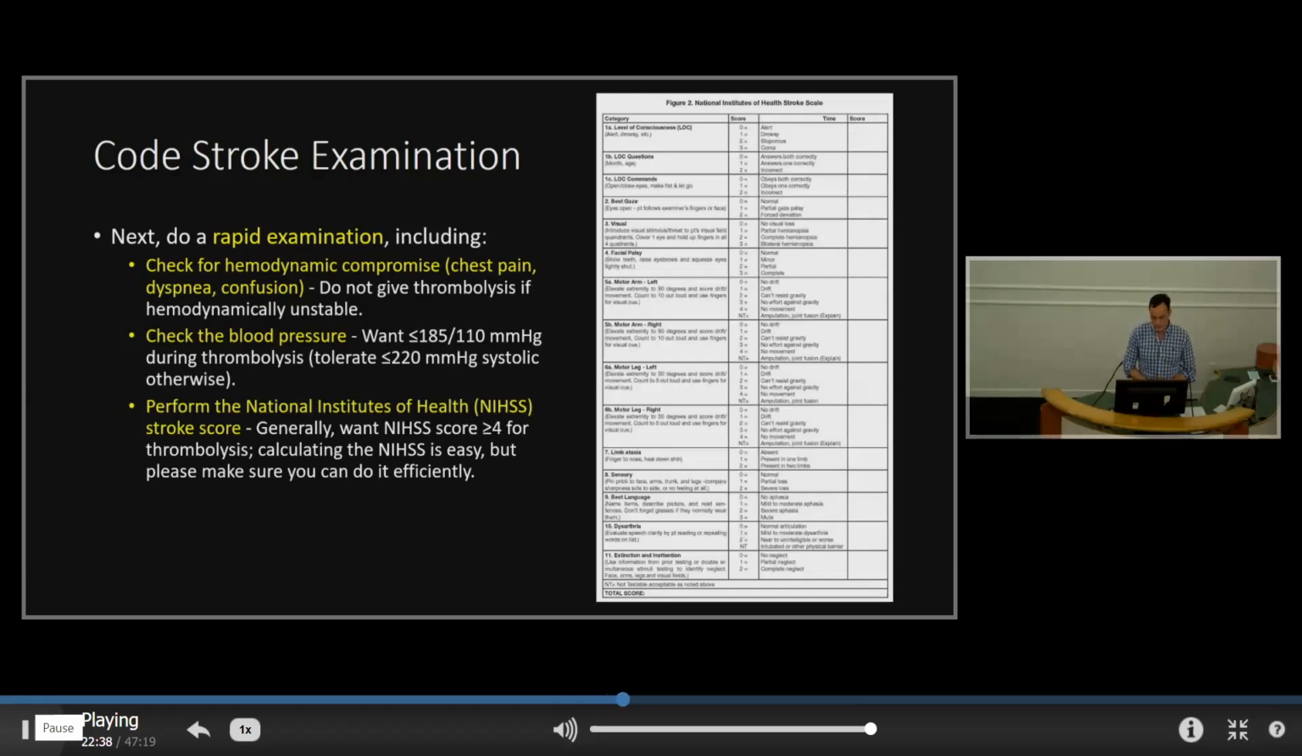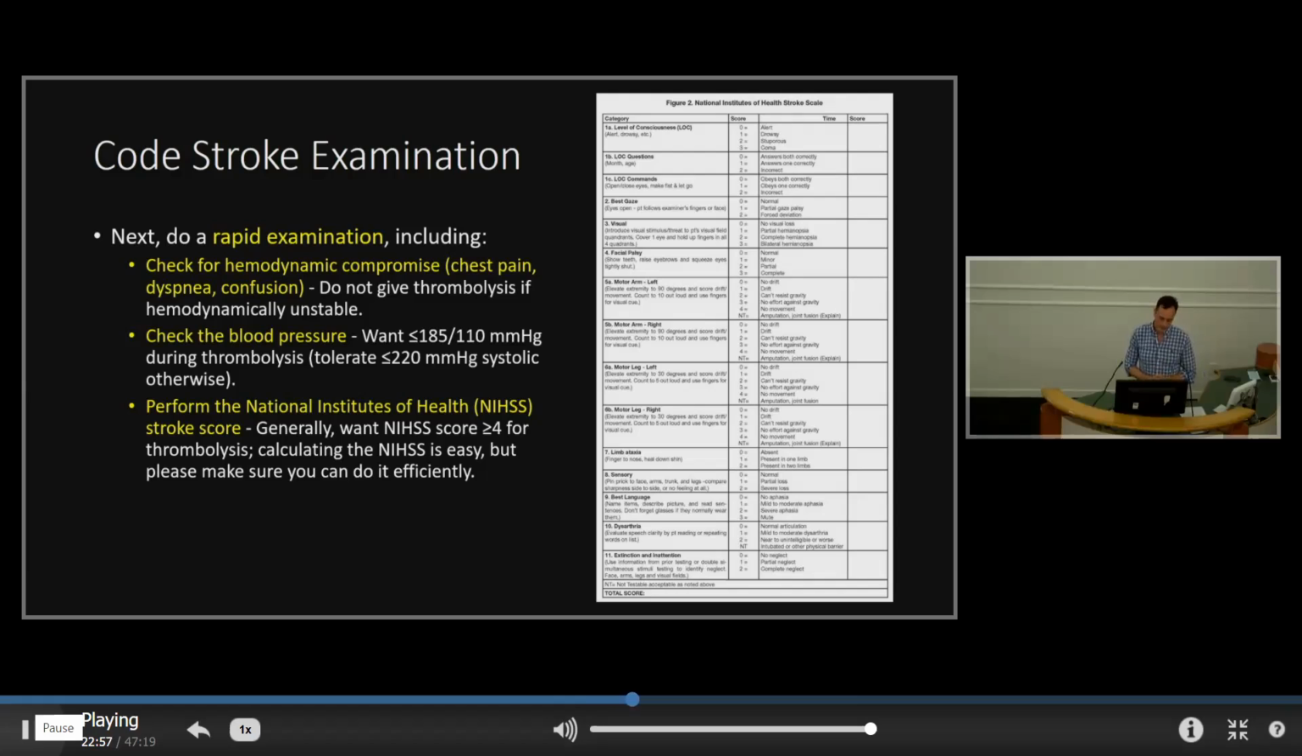At the code stroke, we have this thing called the NIH-SS stroke score, the National Institutes of Health stroke score. And this is really essential, because this is a way to grade the severity of the stroke. So there's a whole bunch of things here. It tends to favor certain strokes over others. So it's a little bit biased, but it's pretty good.